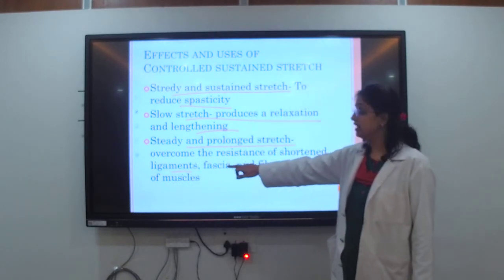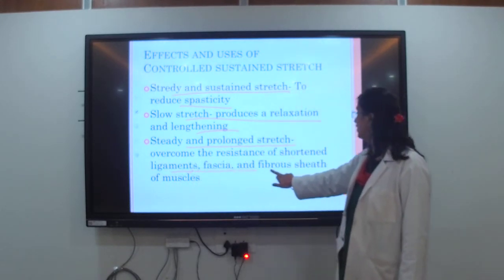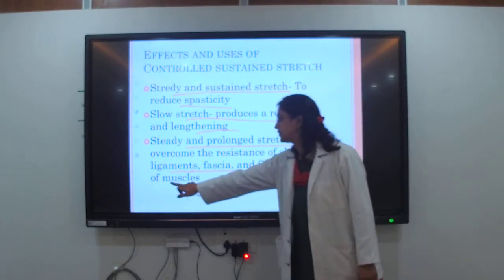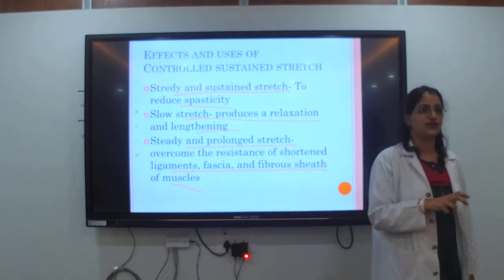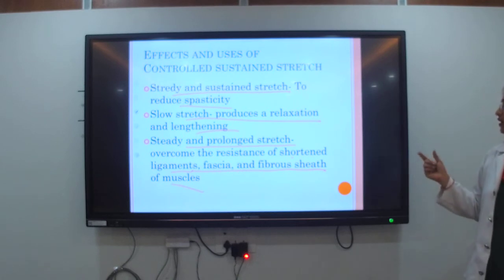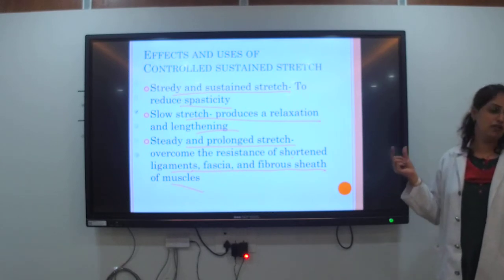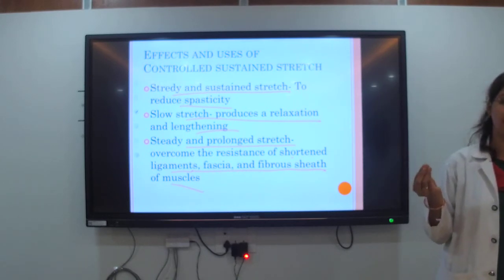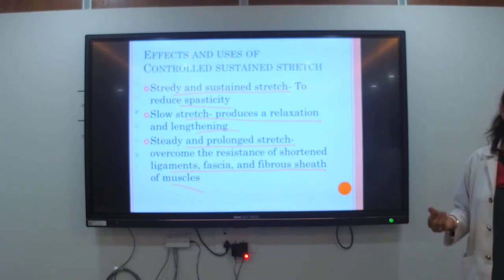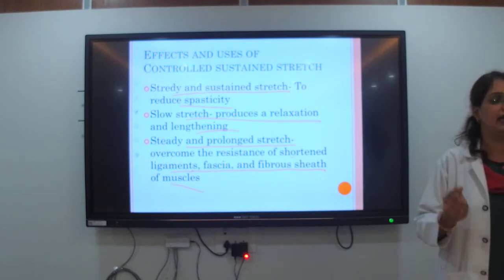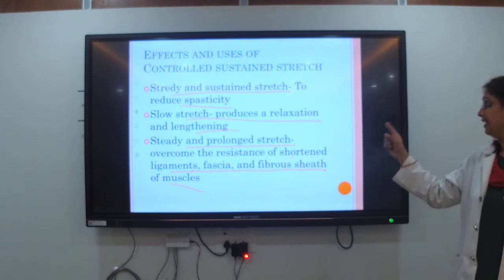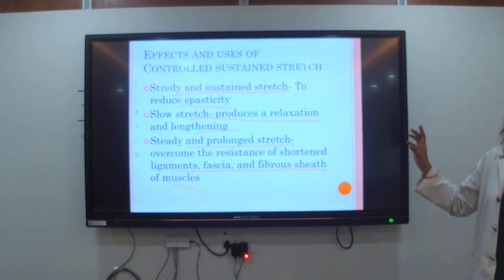it will increase the length of ligaments, fascia and muscles when you are giving prolonged stretch. Usually this kind of stretch you can give where the muscles are shortened. For example, some people have tightness in the hamstring; that time you can give this steady and prolonged stretch.